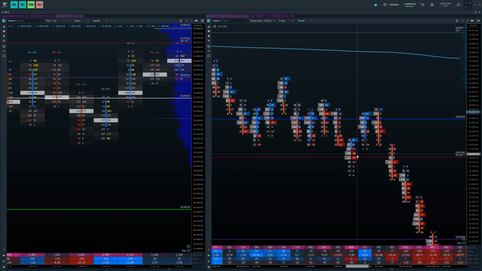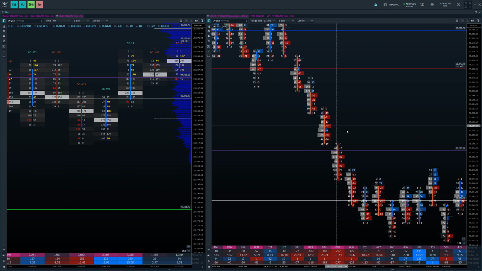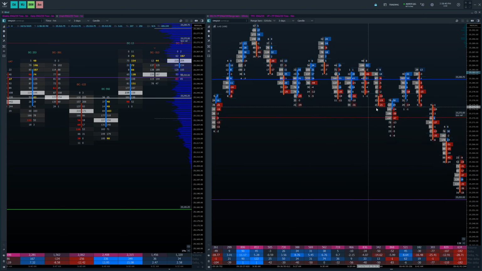So here we see sellers getting absorbed, buyers stepped in. We have this down here, we have negative 47, but we closed higher. All right, so this would have been a stop out, not unless you knew the context, not unless you knew what you were looking for, and maybe you would have never taken this. But if you were only looking for absorption, yeah, you get stopped out here.